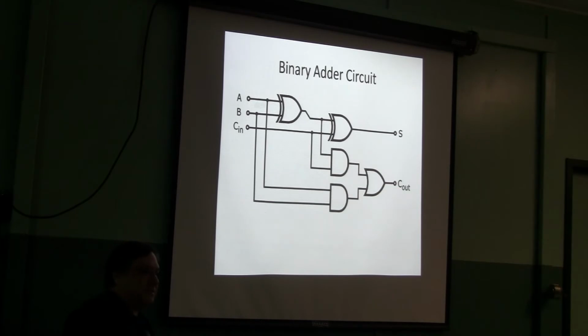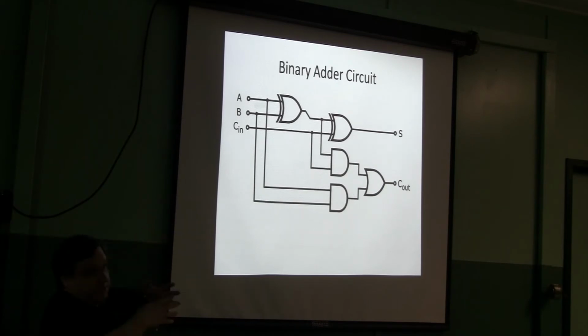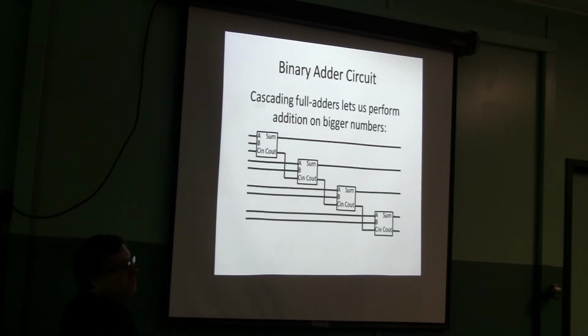Anybody have any questions about this? Look good? Okay, it's making sense. Well, where does carry in come from? So this whole circuit is for one binary digit. So I can add 1 and 1 and that's it. So let's say I want to add bigger numbers. Well, I have a whole bunch of these that are chained together, actually, just like that.